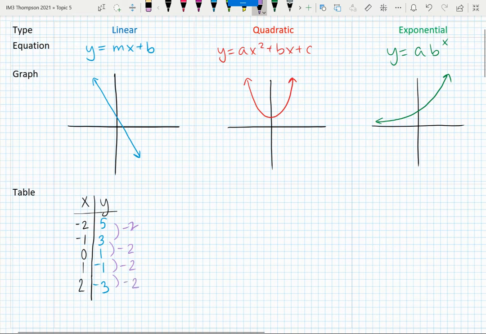That common difference, if I have a table where the x values change by 1 and the y values have a common difference, that's indicative of, oh, I could identify that as a linear function.